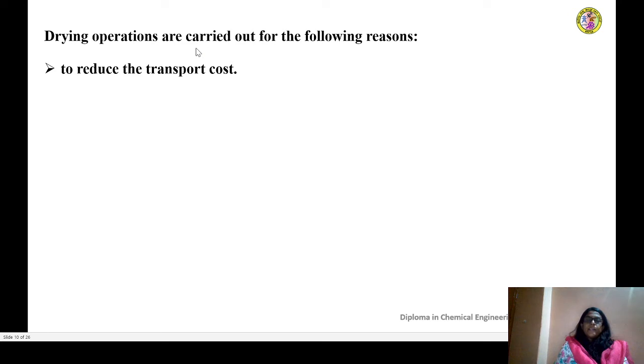So why does drying need to be carried out? As I already told you, the handling of the dried solid material is much easier than the semi-solid or wet material. There are specific reasons why drying is to be carried out and why it is important. One reason is to reduce the transport cost. The transportation of solids is much easier compared to transportation of wet or sticky material.